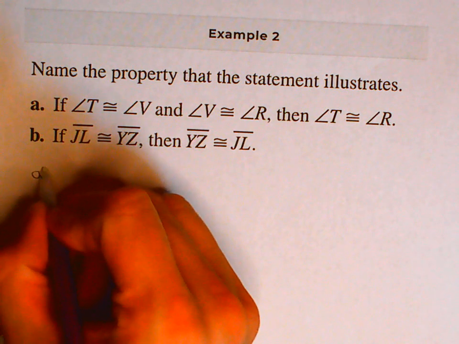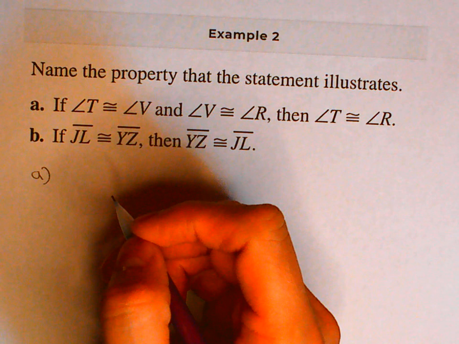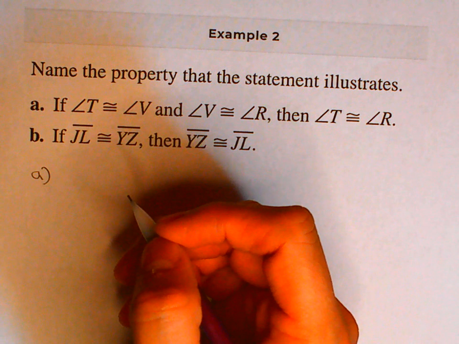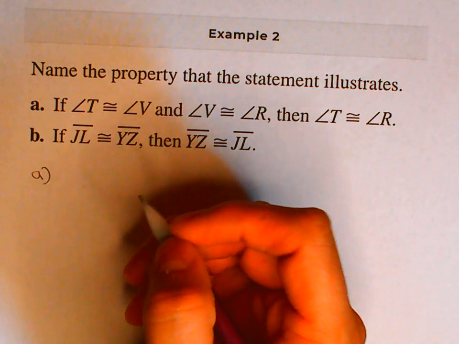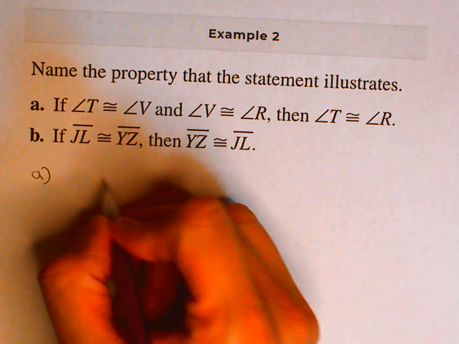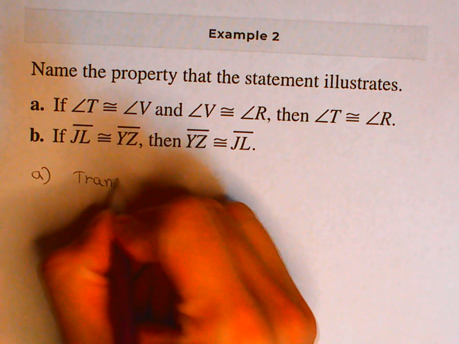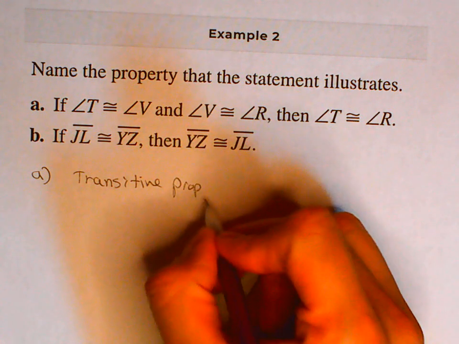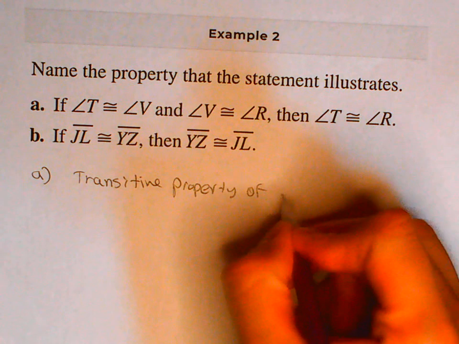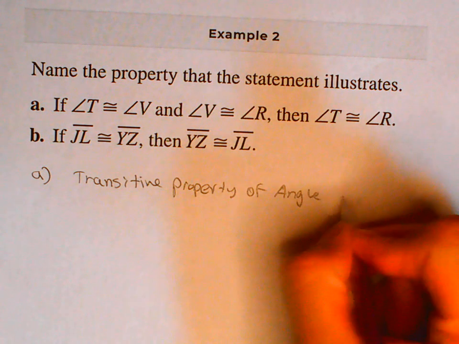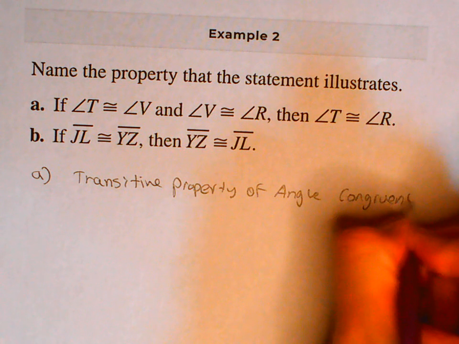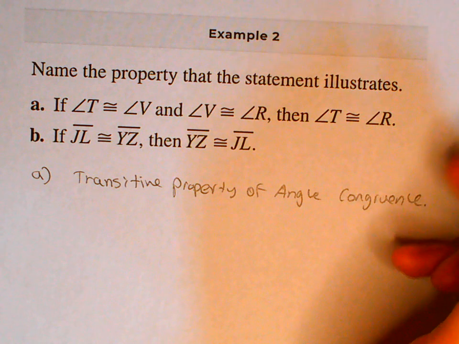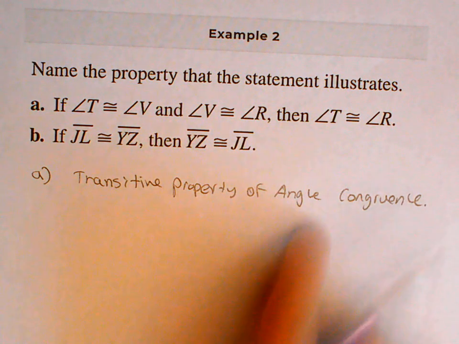To me, that looks like, if you look on page number 56, okay, all those theorems are right there. So this is going to be the transitive property of angle congruence. It's not a postulate, it's a theorem. Okay, so it's a property of angle congruence, but it's a transitive property.